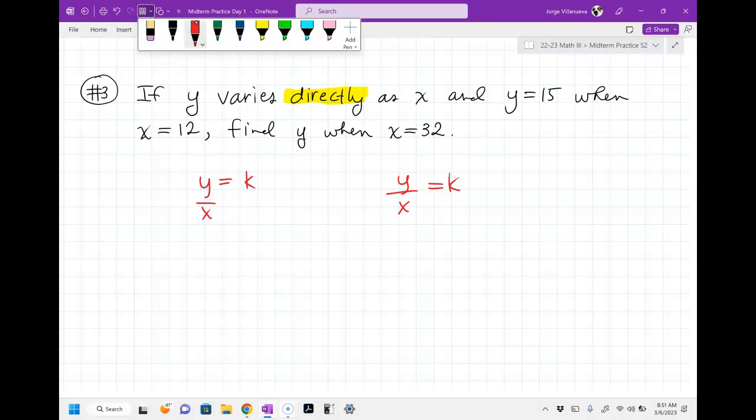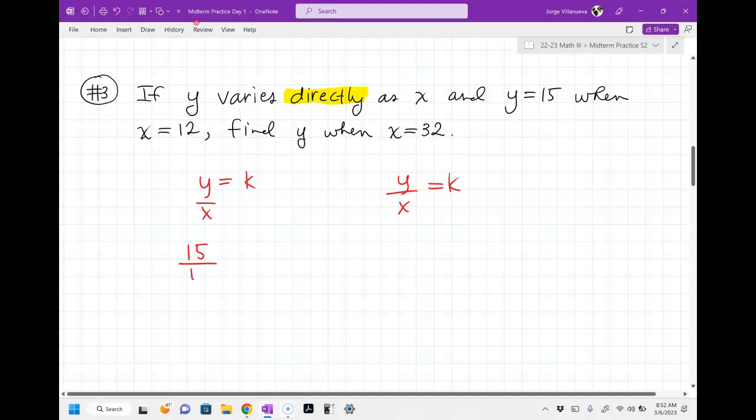Notice I wrote it twice, right? The reason I write it twice is because the first time my goal is to solve for k. The second time my goal is to solve for whatever letter they want. First equation, you solve for k. Second equation, you solve for whatever they want. So let's look at this piece here. It says if y varies directly as x, and y is 15 when x is 12. So 15 over 12.